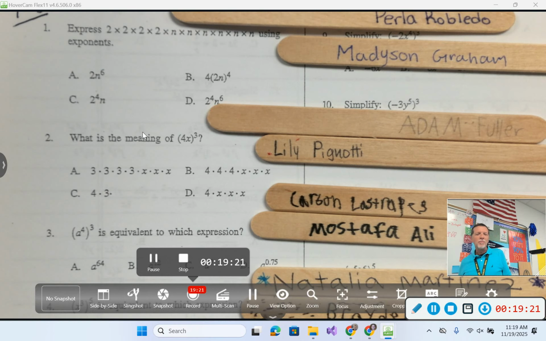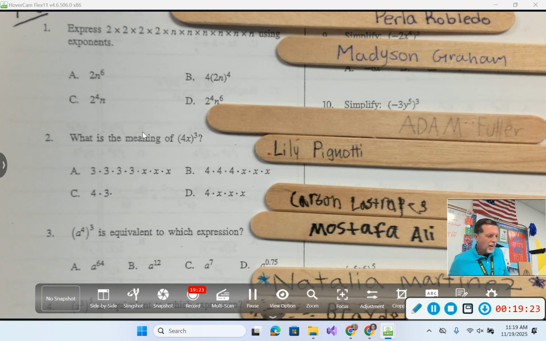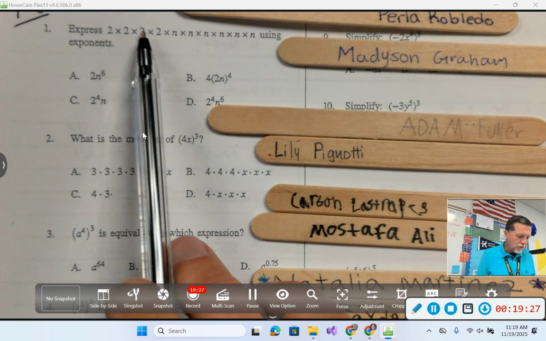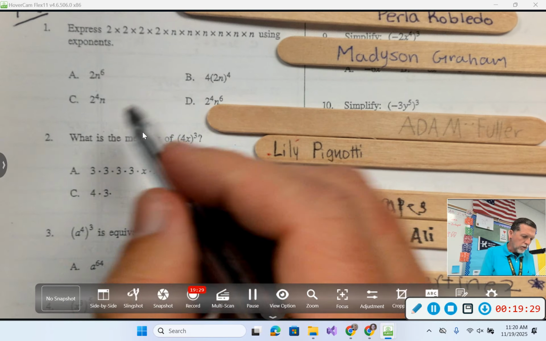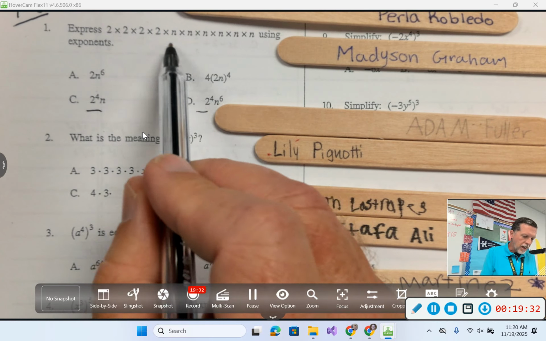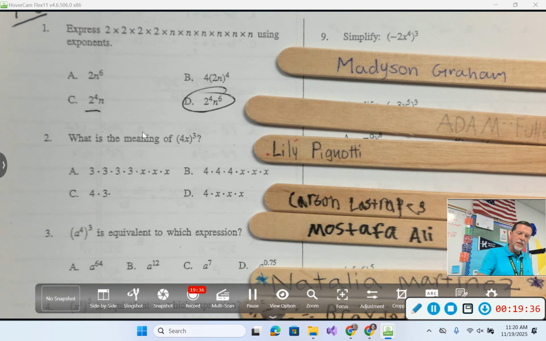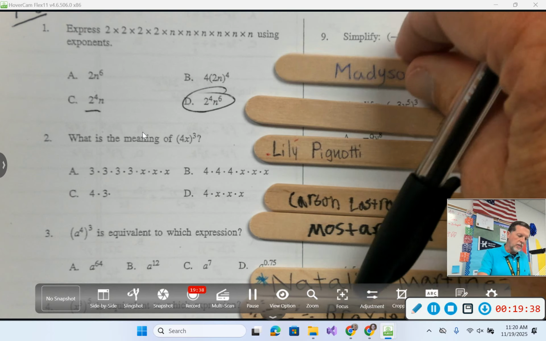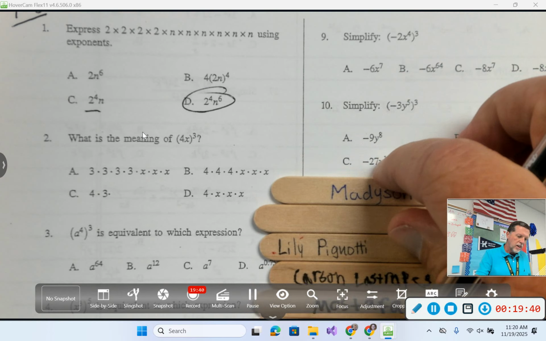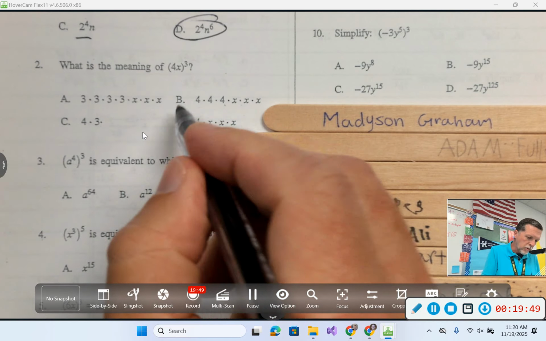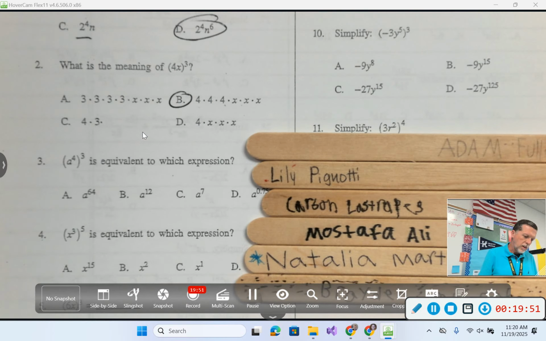All right, number 1. Perla, what's that answer? It's 2 to the 4th. And 1, 2, 3, 4, 5, 6. Yes, I agree. Haven't done this worksheet yet, so checking on the fly here. Madison, number 2, what is the meaning of 4x cubed? B, so we got 3 4s and 3 x's. Yep.